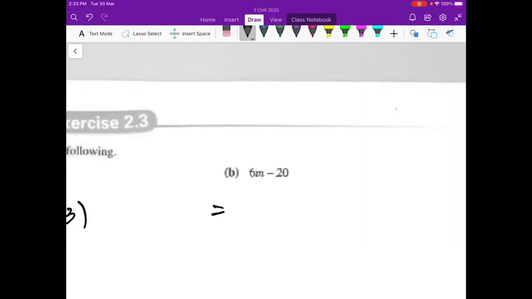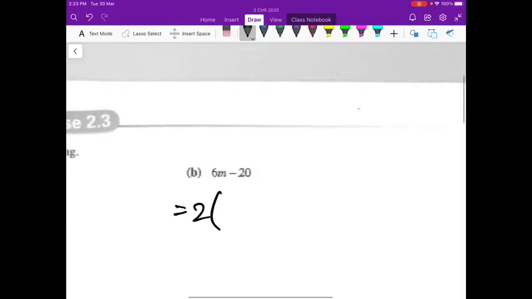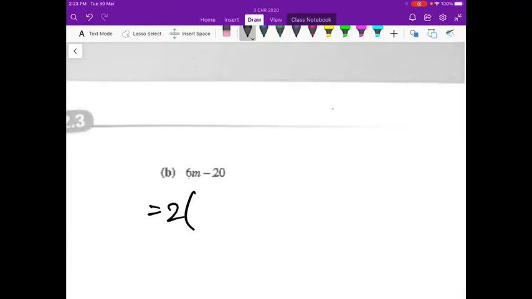What is the common factor? Jasmine. What is the common factor? 2. Okay, what is inside after you factorize out 2? What's the remaining? What did she say? 3m minus 10. Okay, correct.